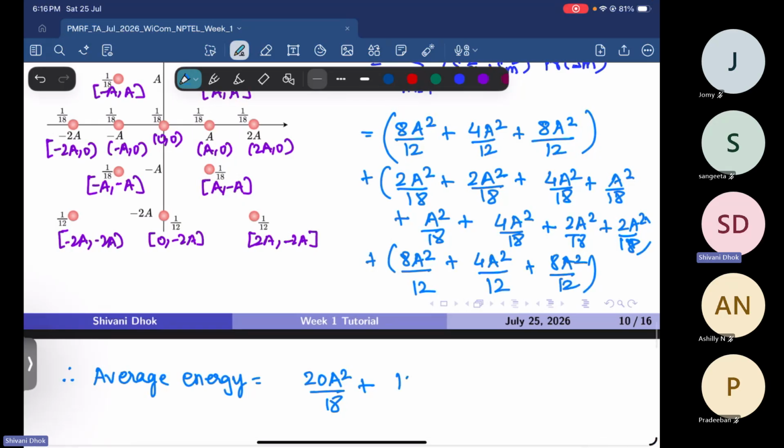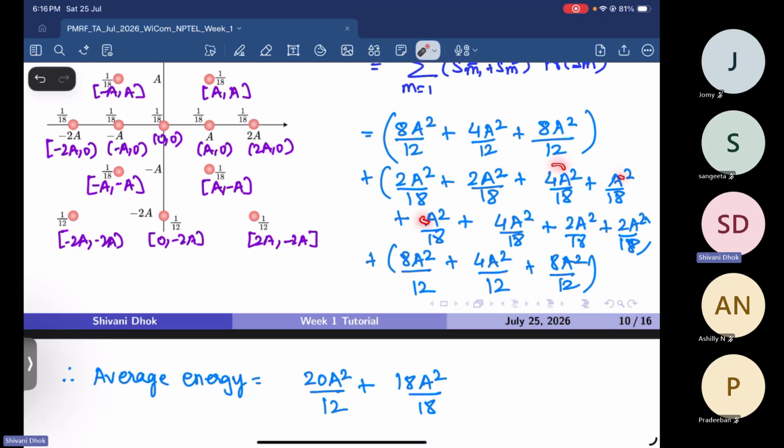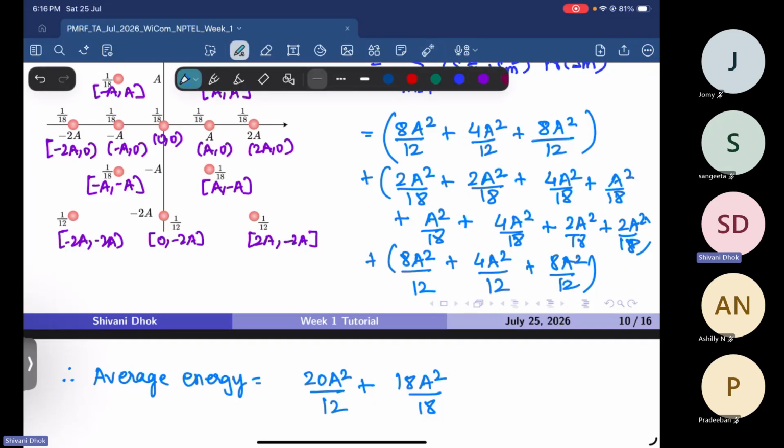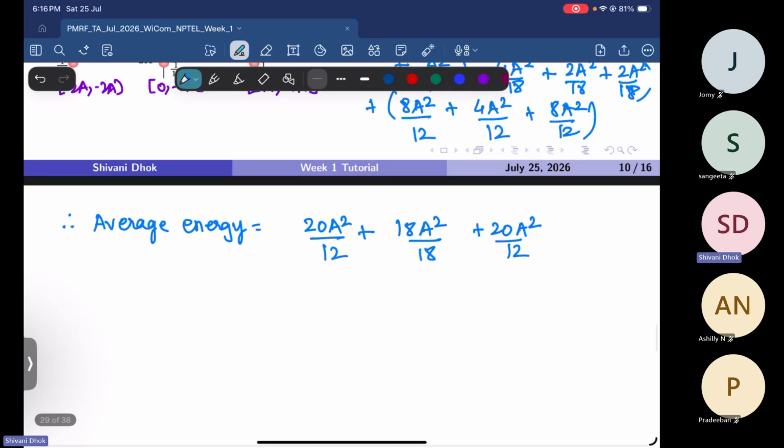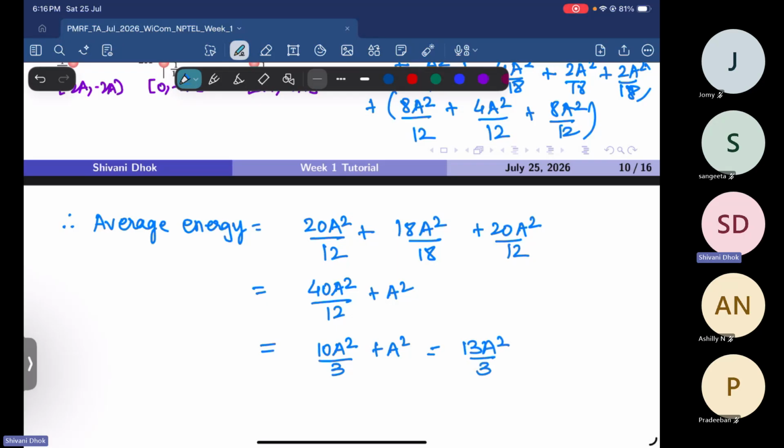Yeah, so we have, sorry, this is 12. We have 18a square by 18. So this is 2 plus 2, 4 plus 4, 8, 10, 14, 16, 18. 18a square by 18 plus we have 20a square by 12. So basically we have 40a square by 12 plus a square. This is 10a square by 3 plus a square. This is nothing but 13a square by 3.